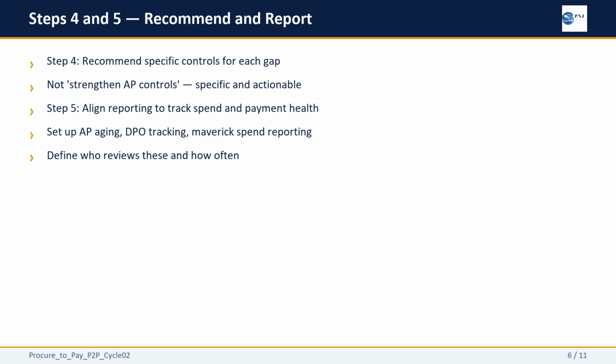Step 5 sets up the reporting that allows the client to monitor their own AP health without depending on your team. AP aging reviewed weekly, DPO tracked monthly, maverick spend reported to management. A client who can see their own cycle health is a client you have genuinely served.